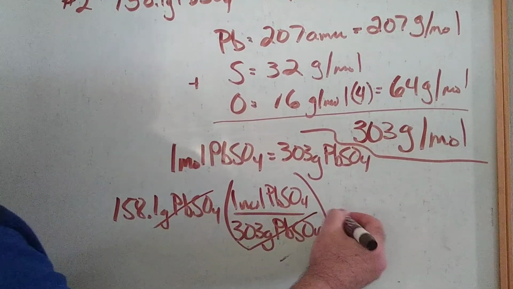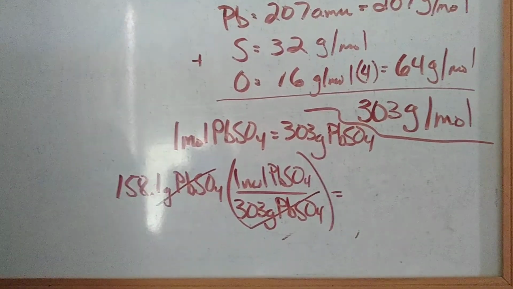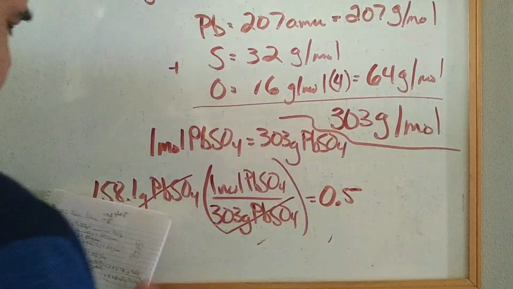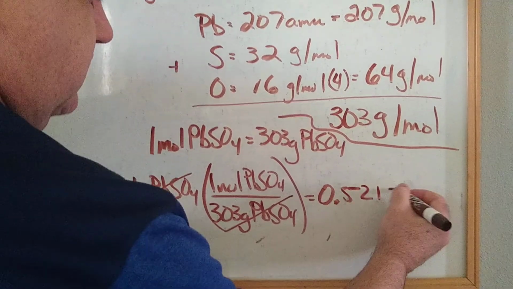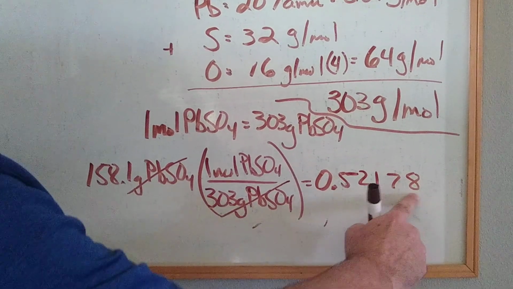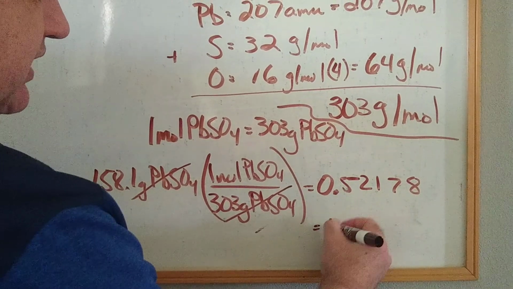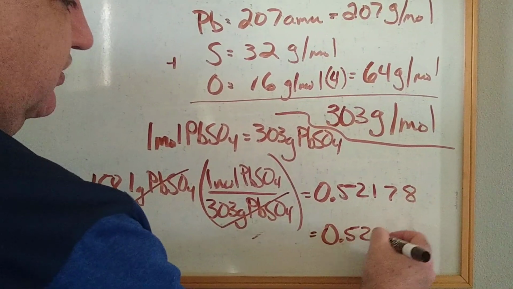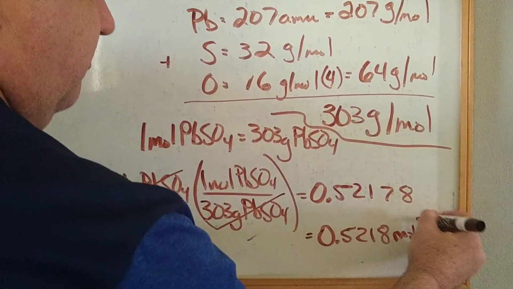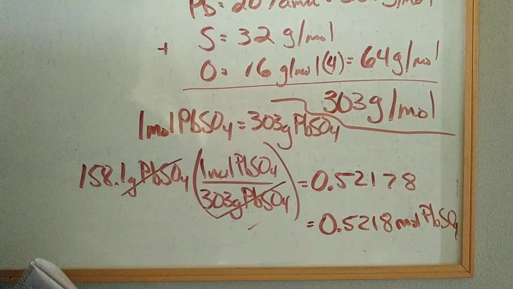Grams cancel out. I have 4 sig figs in my value that was measured, so my answer has to have 4 sig figs. So this comes out to be 0.52178, and I always go an extra space. If I have to have 4, I go out to 5. I see if that number is 5 or greater, then it's going to raise that one up. And I get an answer of 0.5218 moles of PbSO4. And again, I keep running out of room on my tiny little thing.